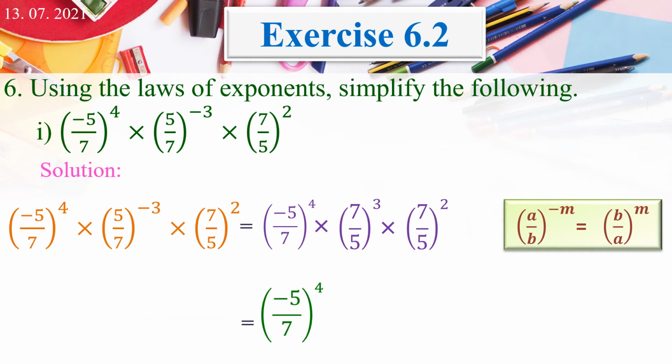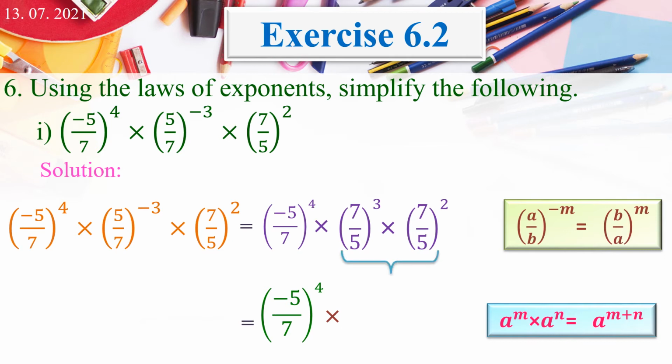So the first, minus 5 by 7 whole power 4, is written as it is, and the next two have the same base but different exponents. We can use the first law, which is a power m into a power n is equal to a power m plus n. Here also the base is common. The base is 7 by 5 and the powers are 3 and 2. So it becomes 7 by 5 whole power 3 plus 2.